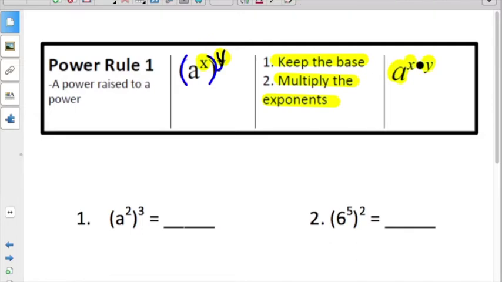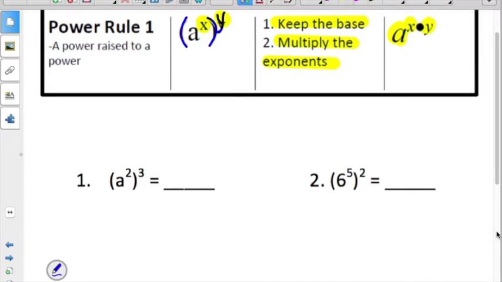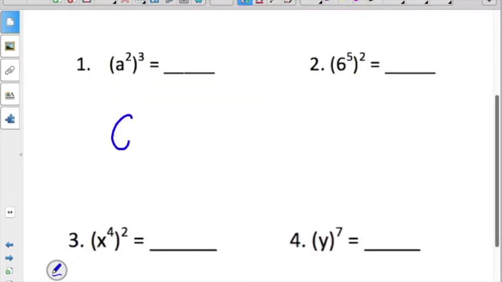So our first example is a squared raised to the 3rd power. We're going to keep our base, which is a, and we're going to multiply the exponents together. 2 times 3 is 6, so our exponent is 6. We get a to the 6th power.